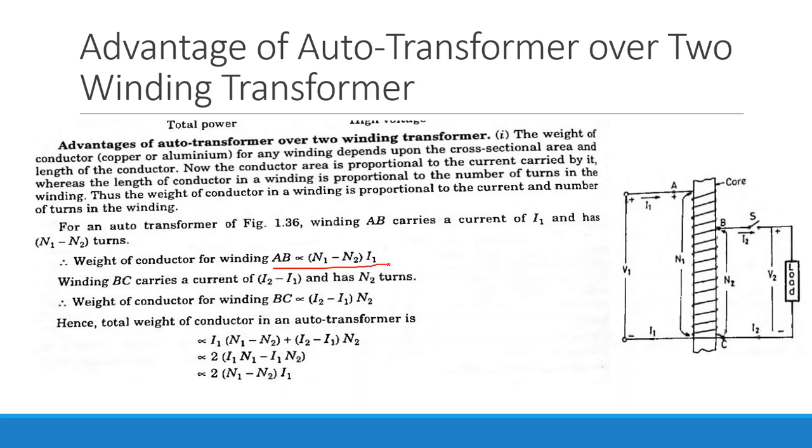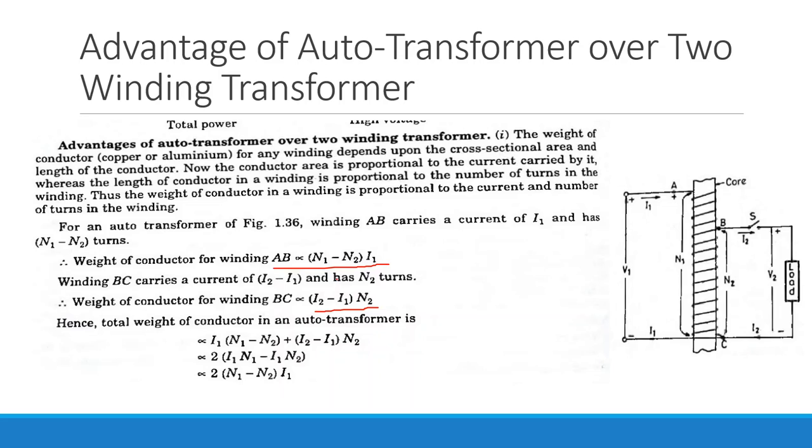Okay, the weight of conductor depends upon this factor. So we can write the weight of conductor in this winding AB as proportional to N1 minus N2 into I1. Winding BC is carrying I2 minus I1 current and has N2 turns. So its weight of conductor is proportional to I2 minus I1 into N2. So the total weight of conductor in winding AB plus BC will be the summation of these two expressions.